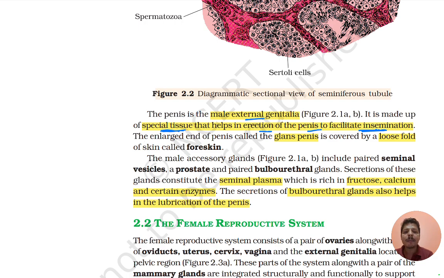The enlarged end of the penis is called glans penis, which is covered by a loose fold of skin that is called foreskin. And coming to male accessory glands, they include paired seminal vesicles, prostate gland and bulbourethral gland. Secretion of these glands constitutes the seminal plasma, which is rich in fructose, calcium and certain enzymes. The secretion of bulbourethral gland also helps in the lubrication of the penis.